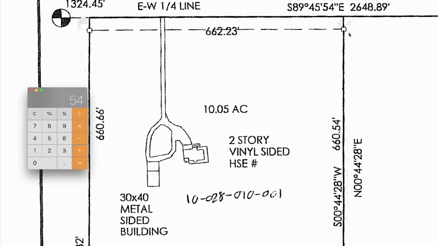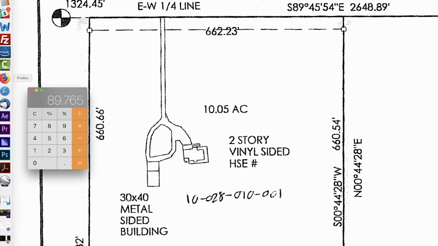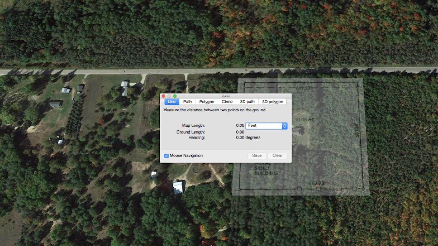54. Here's another tricky part. Divided by 3,600. And when you hit equals, it's going to give you 89.765 decimal degrees. All right, 89.765. Go back into your Google Earth. It's probably easier if you do all the math and then go into Google Earth.